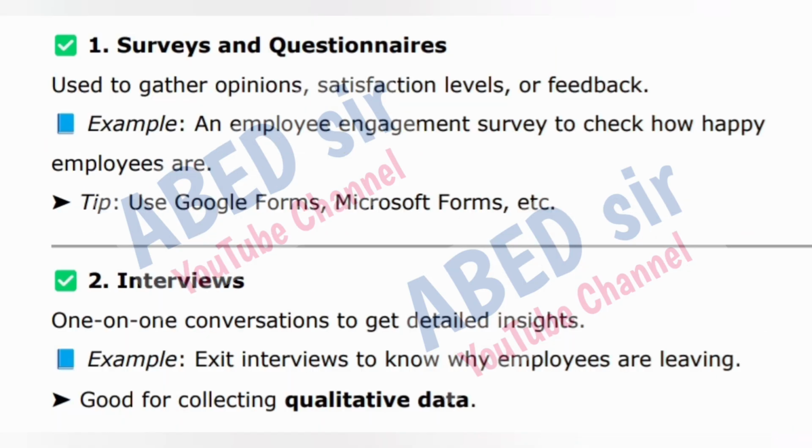1. Surveys and questionnaires. Used to gather opinions, satisfaction levels, or feedback. Example, an employee engagement survey to check how happy employees are. Tip, use Google Forms, Microsoft Forms, etc. 2. Interviews. One-on-one conversations to get detailed insights. Example, exit interviews to know why employees are leaving. Good for collecting qualitative data.